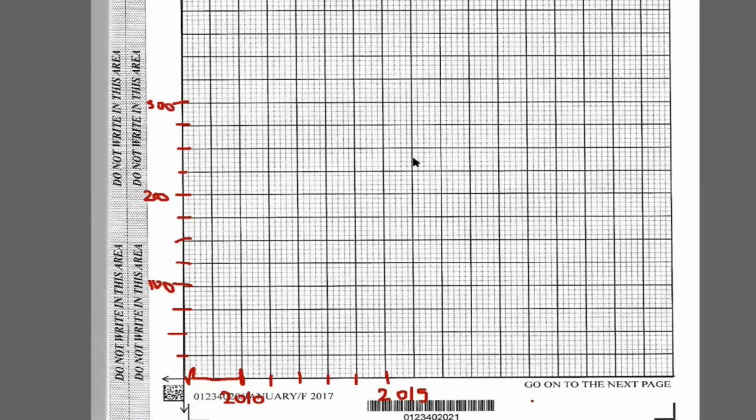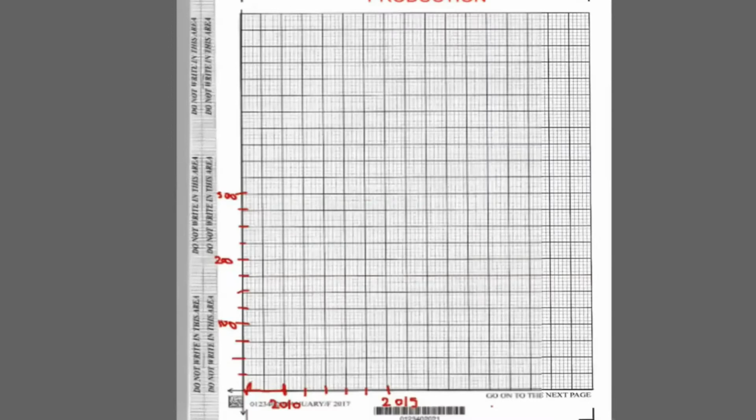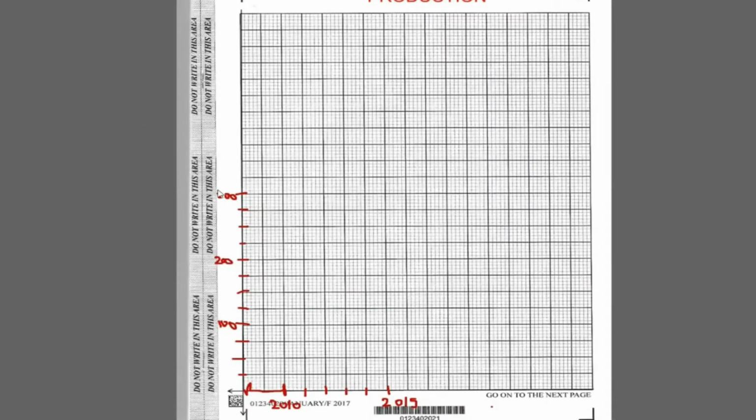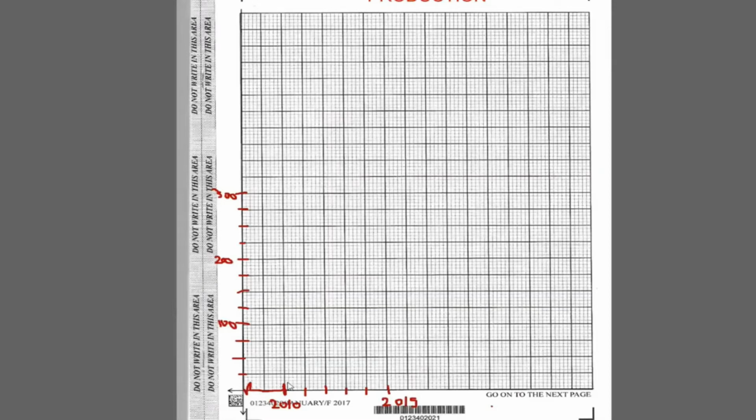So the only thing we do now is just label the axes, but we need to go further. We need to go further to be able to put on the information that is needed. The information that is needed is 150 tons were produced in 2010. So we need to draw a bar that's going up to 150. So 2010, 150 is here. That gives us 150. That's for 2010. All right.